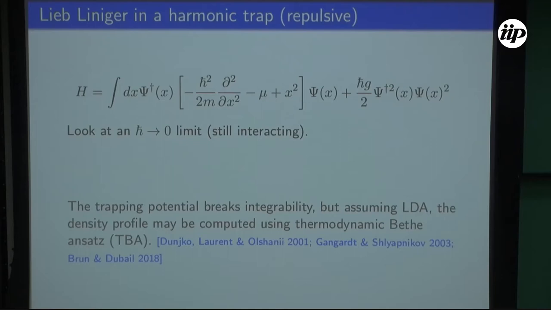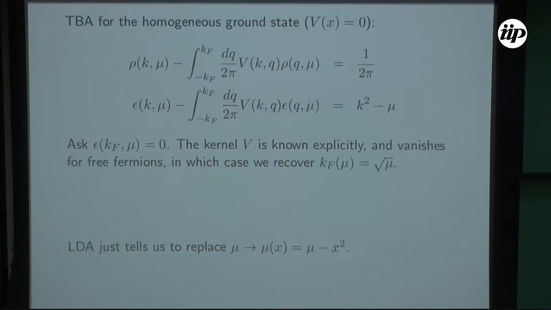This type of problem you can also solve using standard quantum many-body techniques. In principle, the trapping potential breaks integrability, but you can use a semi-classical argument or local density approximation to draw, for example, density profiles. This has been done some time ago already. It's slightly more complicated, but you can handle this with what's called TBA equations. You look at things in phase space, and you introduce some density of quasiparticles.